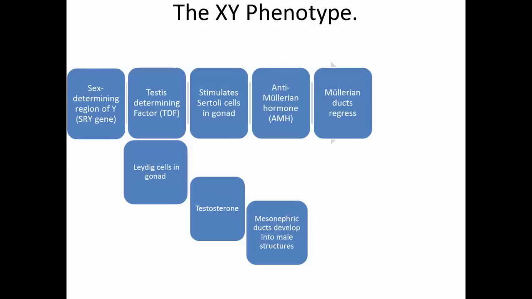But you don't just have to inhibit the female reproductive tract, you have to make a male reproductive tract. And how does that happen? Well, TDF also will affect the Leydig cells in the gonad. And those Leydig cells, once they're stimulated, will begin to make testosterone and other androgens. And why that's important is it's going to stimulate the mesonephric ducts to begin to develop in the male. And the mesonephros, or the mesonephric ducts, are going to give us a lot of the male reproductive tract. And the testosterone, of course, will also cause development of secondary sexual characteristics, such as the penis and things like that.